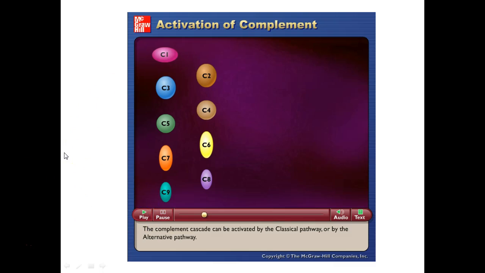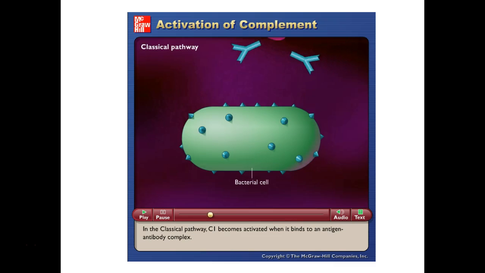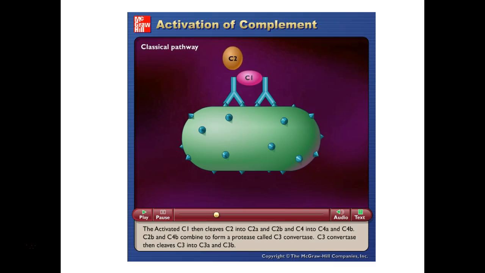The complement cascade can be activated by the classical pathway or by the alternative pathway. In the classical pathway, C1 becomes activated when it binds to an antigen-antibody complex. The activated C1 then cleaves C2 into C2A and C2B, and C4 into C4A and C4B. C2B and C4B combine to form a protease called C3 convertase. C3 convertase then cleaves C3 into C3A and C3B.